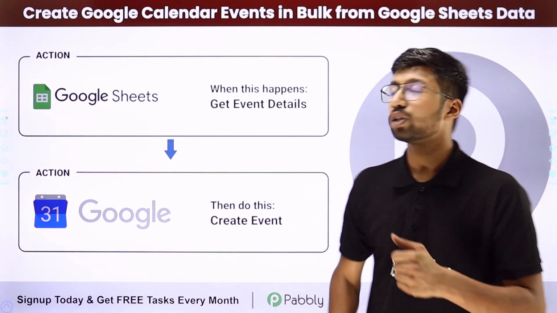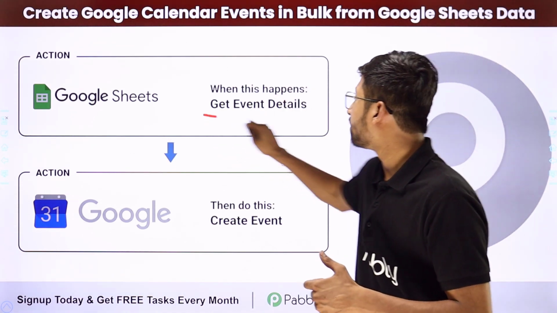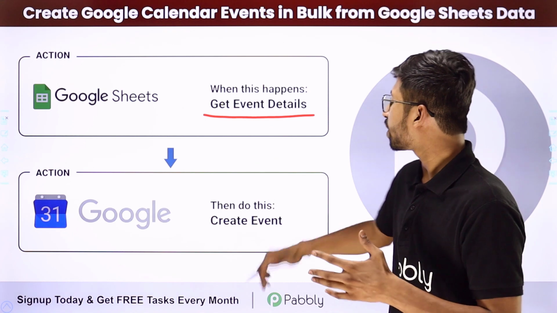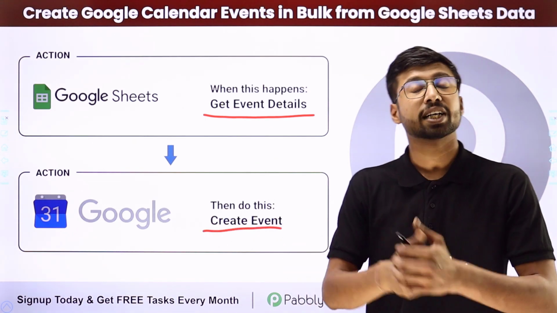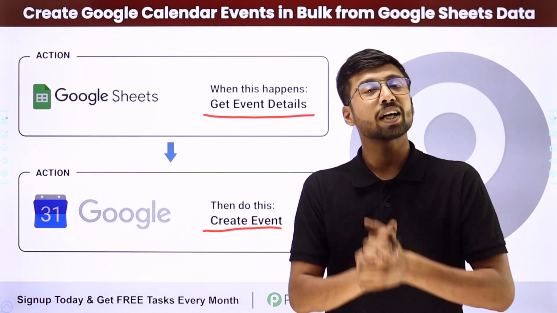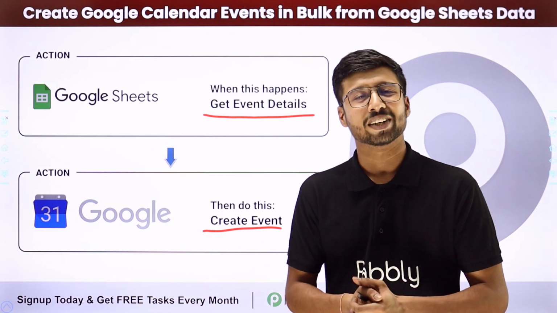So in this automation, first we are going to get the details of the event which we have added in our Google Sheet, and after that with the same details, we are going to create events in our Google Calendar account. Now if you want to know how you can automatically do this, for that you just have to come with me to my screen.